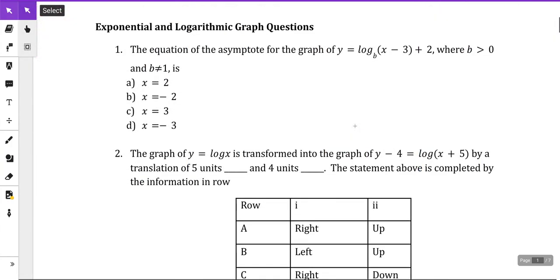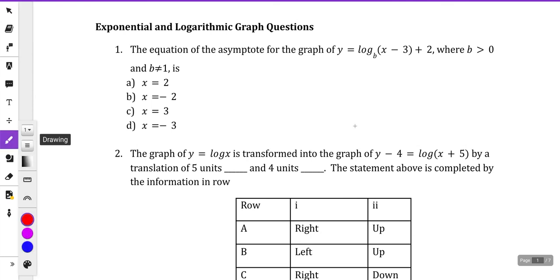Okay, let's do some problems. So, question number 1. The equation of the asymptote for the graph of log base b of (x minus 3) plus 2, where b is greater than 0 and b cannot equal 1, is. Okay, looking at this, I first recognize that this is a log. Perfect. They're asking me for the asymptote.